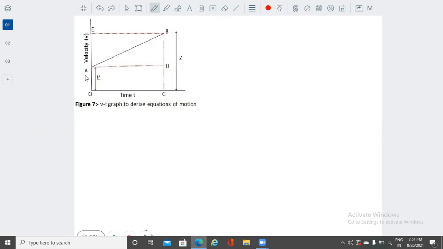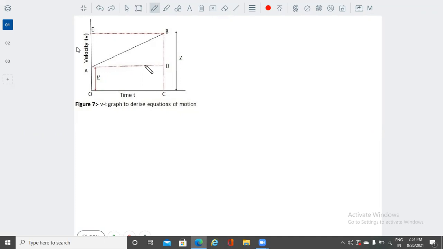So today we are going to start some studying, which I learned today only. This concept I learned today only, and I want to share it with you. So what is this concept? This concept is how to derive the equations of motion by the graphical method.